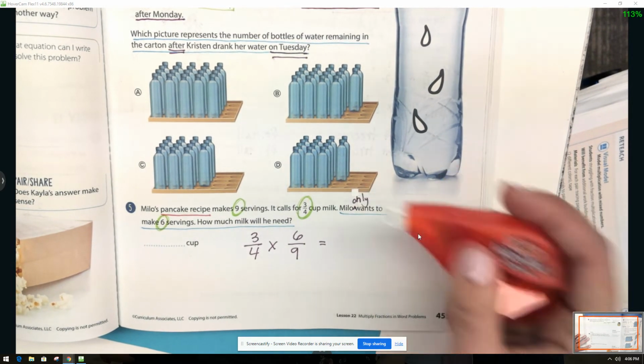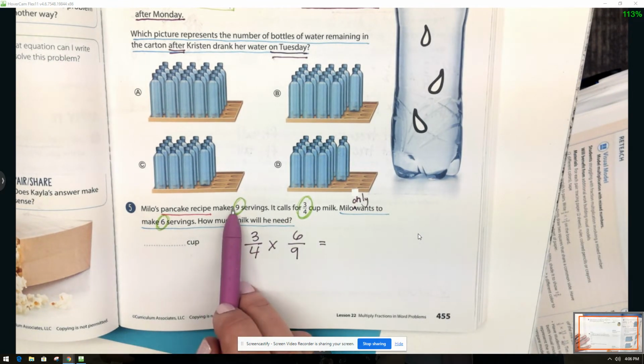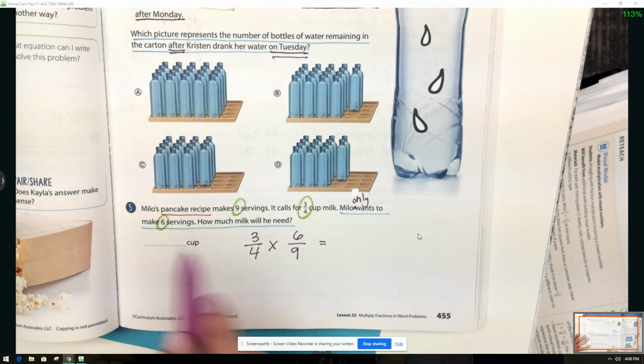Again, we only want 3/4 of 6/9 because we're only making 6/9 of the pancake recipe. And then your answer will go here on the line.